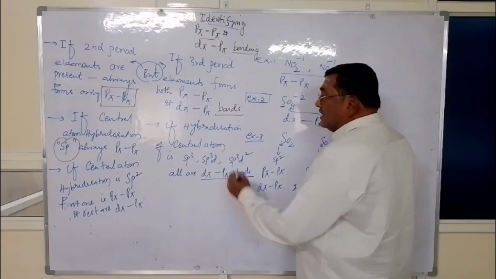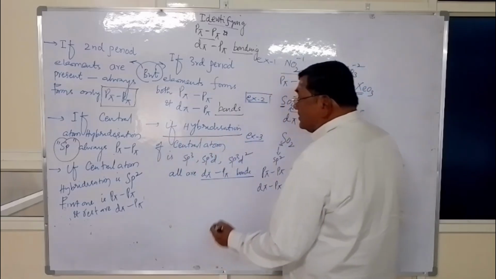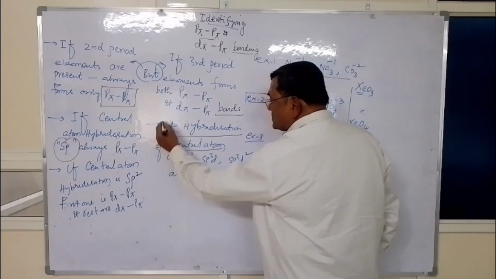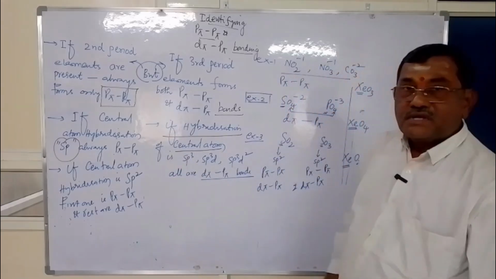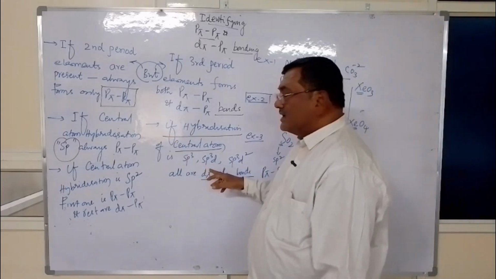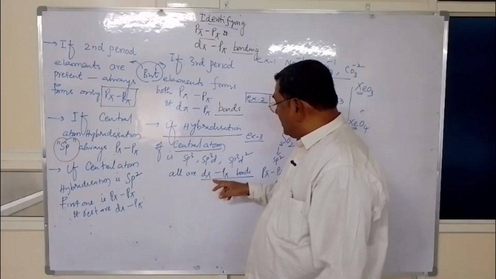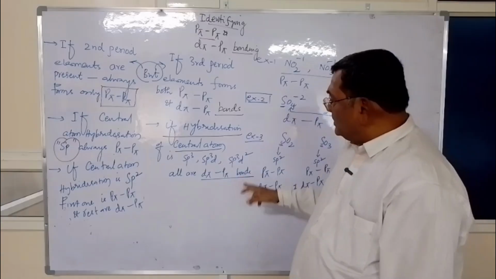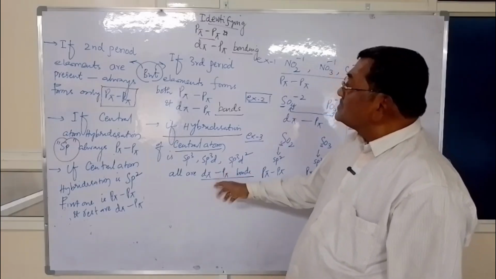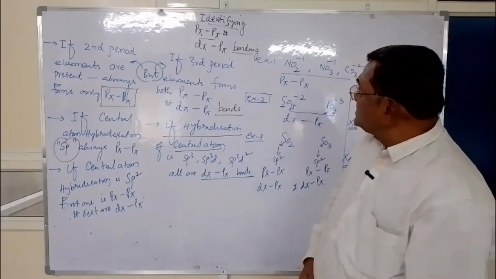Another rule you have to remember forever: if the hybridization of the central atom is sp3, sp3d, or sp3d2, all of them are going to form d-pi, p-pi bonds. So now we will switch over to examples.